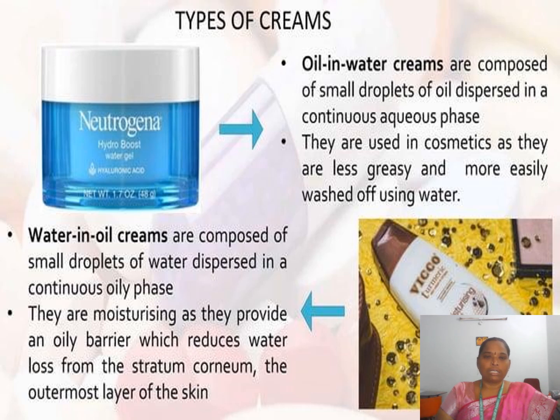Water in oil creams are composed of small droplets of water which are dispersed in the continuous phase, that is oil. They are moisturizing as they provide an oily barrier which reduces water loss from the stratum corneum, the outermost layer of the skin. An example of a water in oil cream is Vicco Turmeric cream.